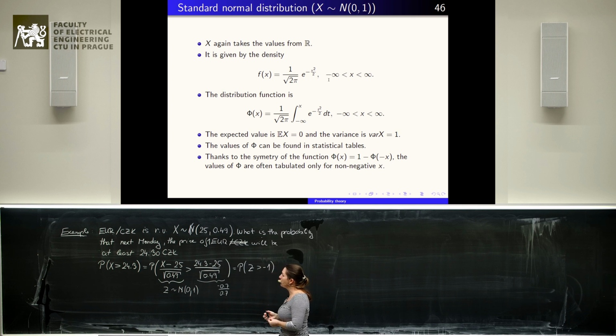And we know that we can find the distribution function of z in statistical table. Distribution function is the probability that z is less or equal to something. We have z greater than something in the brackets, so we must calculate this probability as 1 minus the probability of the complementary event, that z is less or equal to minus 1, and it is 1 minus phi in minus 1. And this number can be found in the statistical table.